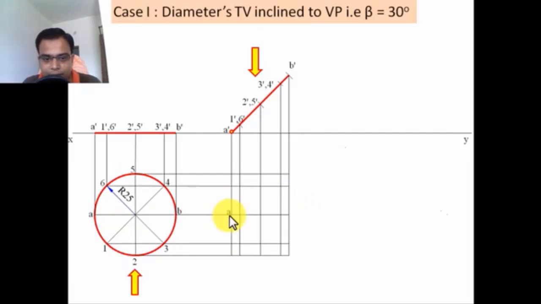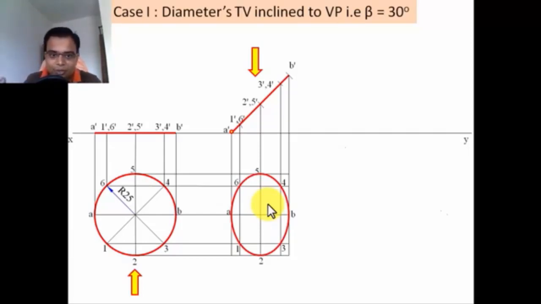Let me name, this is A, this is the vertical for A, this is the horizontal for A. Similarly, this is 1, this is the vertical for 1, and this is the horizontal for 1. Similarly, you can have the remaining points. There we have it. And when these points are joined in proper sequence, we have an ellipse. So the apparent top view of a circle is an ellipse when the circle itself is inclined to the HP.